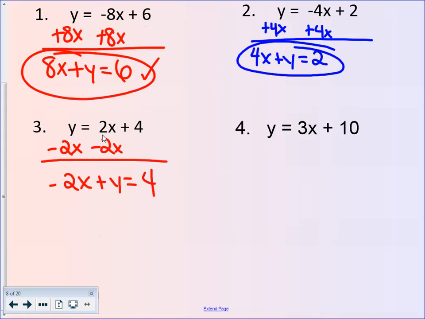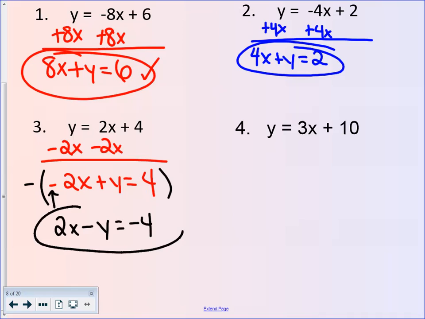Now, here's the thing. We did say we don't want this to be negative. We need it to be positive. How do I change this from a negative to a positive? Well, what times a negative makes a negative a positive? A negative times a negative. So if I multiply this entire equation by a negative, that'll change the first part to a positive 2x, but I also have to multiply everything if I multiply one piece. So negative times positive y is negative y, negative times positive 4 is negative 4. And that is an equation in standard form.